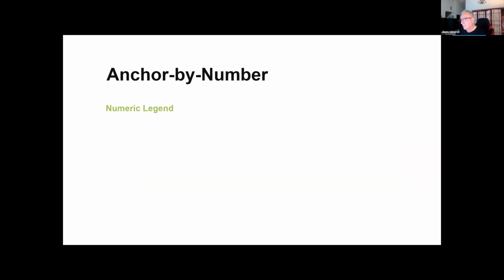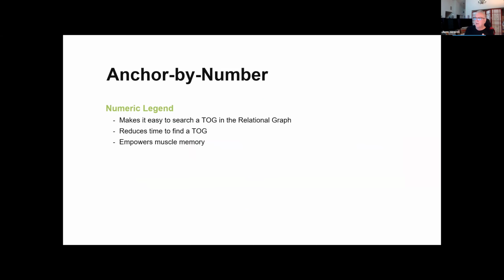So this anchor by number method makes it easy to search in the graph. It reduces the time to find a table occurrence, obviously. It also empowers muscle memory, because after a while, I'm doing jobs so many times, I know it's a 22.